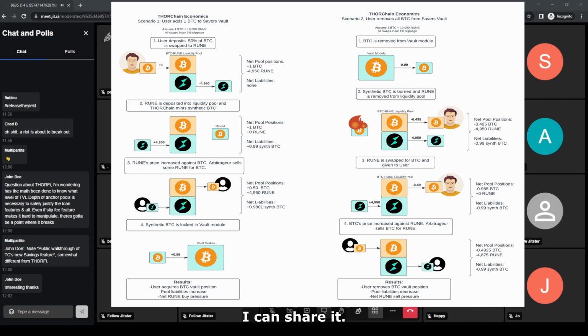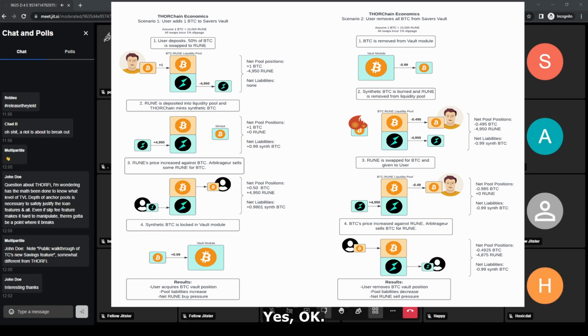I can share it. But yeah, Chad, do you want to just start off and give a very high level overview? What is a savings vault? ELI5, like I've never heard of it before. What is a savings vault on THORChain?